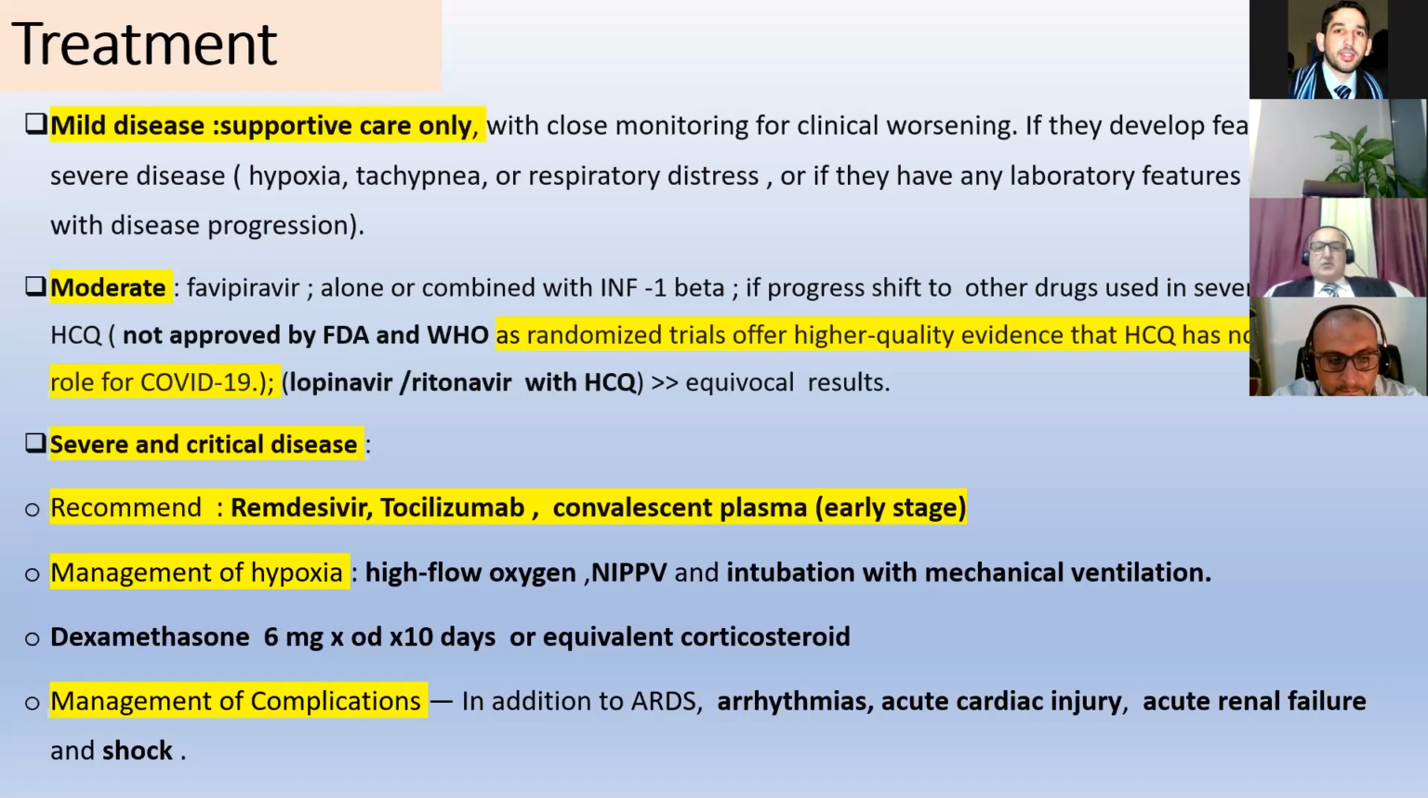For hypoxia, we should achieve adequate oxygenation above 94, 95 using high flow oxygen, NIMV, or if the patient is still restless or desaturated, then intubation and mechanical ventilation. For the corticosteroid, dexamethasone and equivalent corticosteroids, whether methylprednisolone or prednisolone, can be used for critical and severe cases. And other complications like arrhythmia, ARDS, acute cardiac injury, acute renal failure and shock should be treated accordingly.